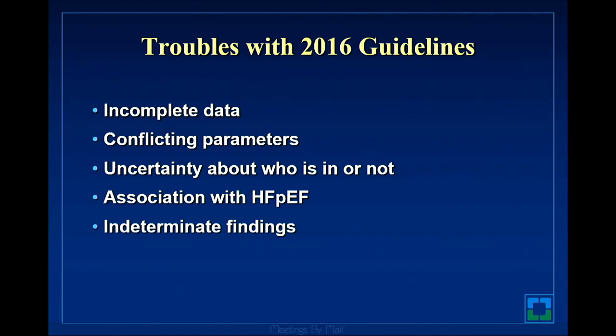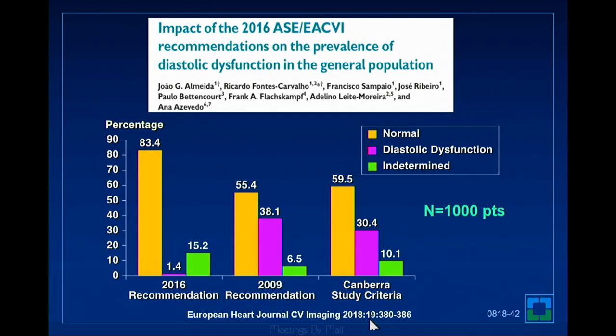But some of the troubles with the 2016 guidelines: often you're missing data, like, for example, you're missing the TR. Some of the parameters don't add up. There are conflicting parameters. Big debate: who's in algorithm 1, algorithm 2, uncertainty, who's in or not. What's the association with HFpEF? And this epidemic of indeterminate findings. You can see here in 2018, they compared the 2016 to 2009 guidelines, and they showed that roughly 15% of the people had indeterminate so-called diastolic dysfunction measurement.